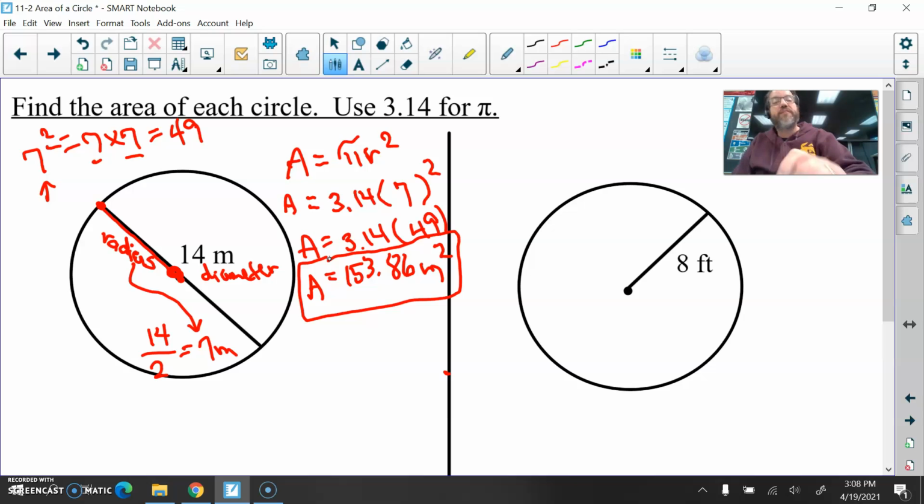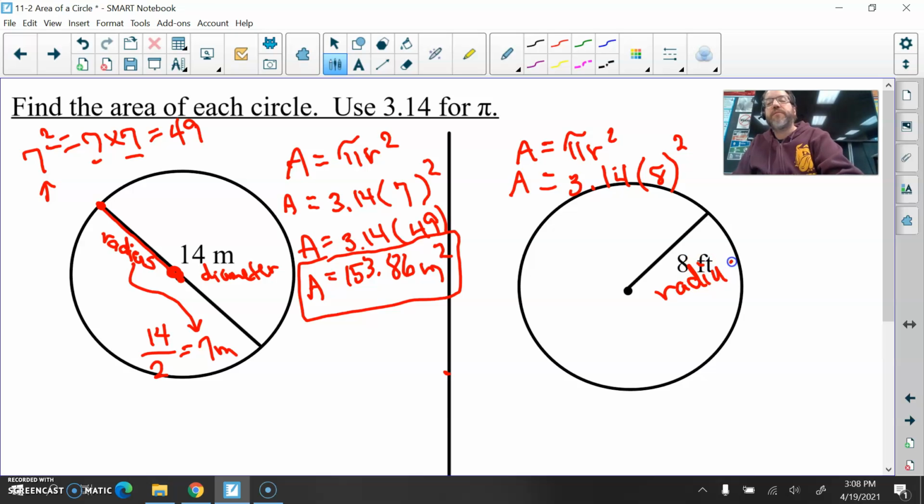Let's try another one. Find the area of this circle here. My first step is to write down the formula. Area equals pi times the radius squared. So then I just start filling in some numbers. Area equals pi, 3.14, times the radius, which is 8 squared. This time the measurement I'm given is the radius, because notice it's just going from the center of the circle to the outside of the circle. So that is the radius. That's the number I want to use.